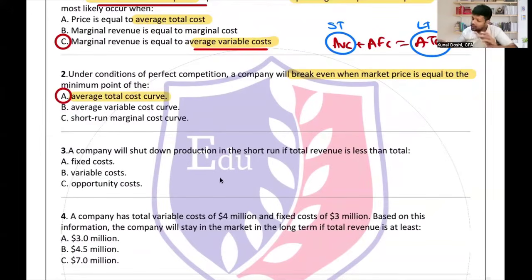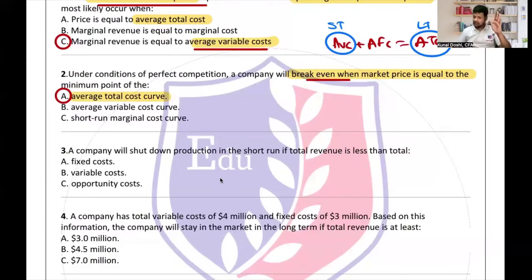They are not asking you short run shutdown point. They are asking you, where do you break even? You break even when your price is at ATC. That's your break even point, because that's where you cover even the opportunity cost. If your price is above ATC, that's where you make economic profits. So your economic profits are zero, or at break even, when your price is at ATC. Below ATC, above average variable cost, you are actually not making economic profits, but you will continue in the short run.